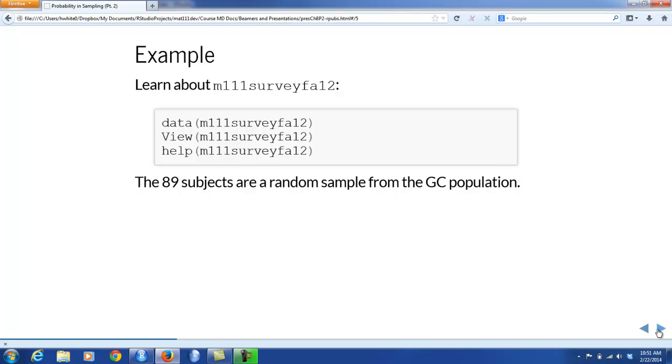Its name is Math 111 Survey Fall 2012. So you'll want to learn about it in the usual ways. Use the data command to load it into your global environment. Use the view command in RStudio to take a look at it. And use the help command to learn more about the data frame and what all the variables in it mean. Now, for purposes of this course, we'll just imagine that the 89 subjects in this survey are a random sample from the Georgetown College population at large.